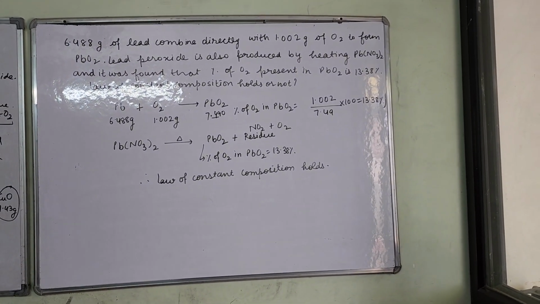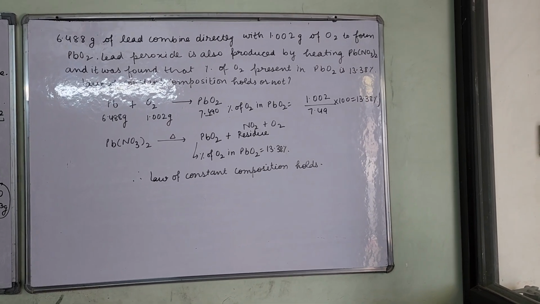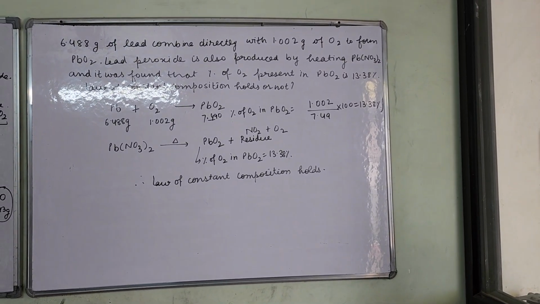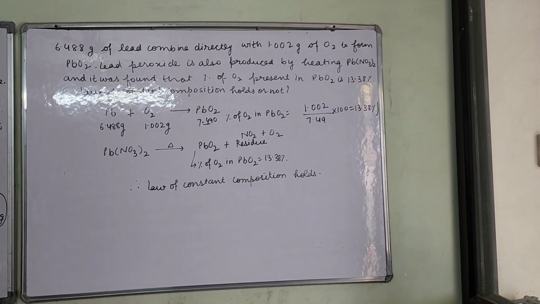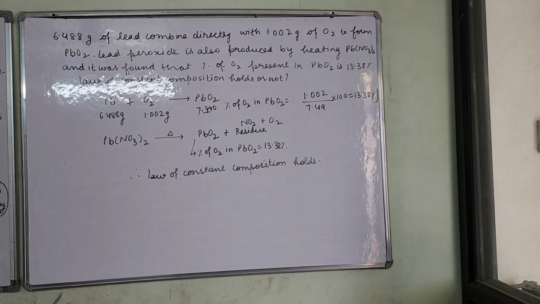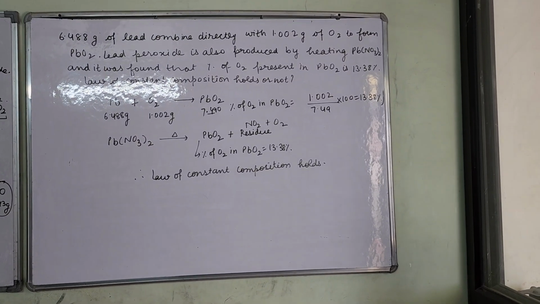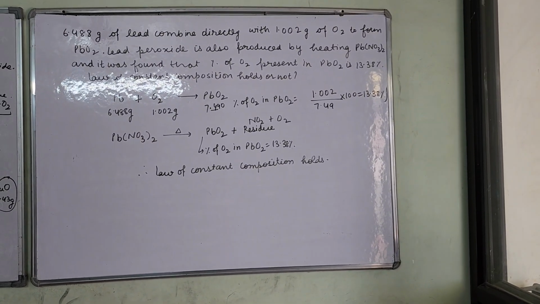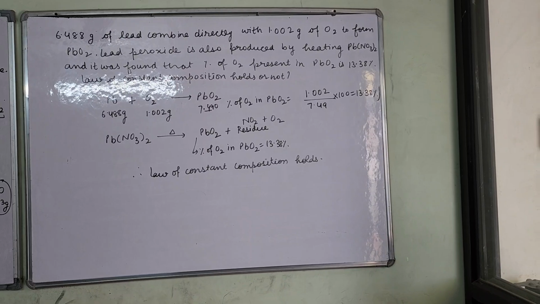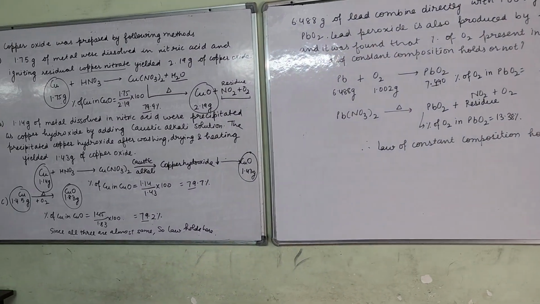This is nothing but the simple formula of percentage. As you calculate percentage in your exams, according to that we have to calculate here the percentage of oxygen in the numerator and the total mass of lead peroxide in the denominator. And in the second case, the percentage of oxygen is directly given in the question. By equating both of the percentages, we can say that the law of constant composition holds.